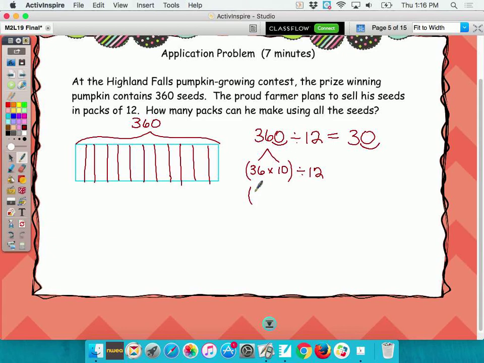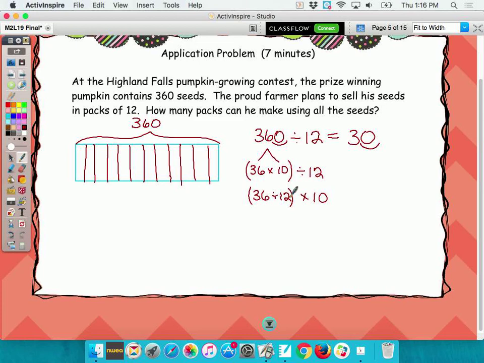Okay, so Jose's right. I'm actually going to put the 10 on the outside, so I have to divide on the inside of the parentheses. Okay, now how do you solve this problem?